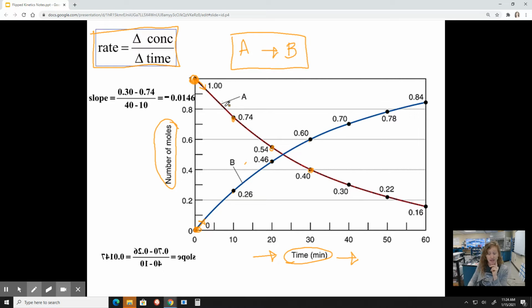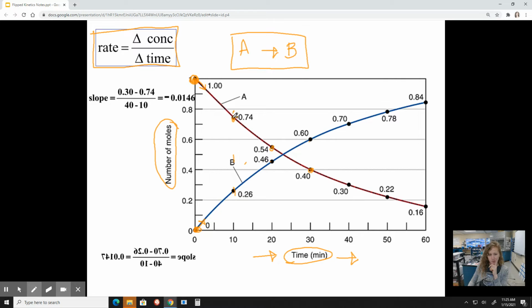Now I want you to look at the numbers and see, is this a 1-to-1 relationship? Is it a 1-to-2? Is it a 2-to-1? What's our relationship here between A and B? Again, pause for a moment and look at the graph and see if you can figure that out. Okay, and we can do that by comparing points here.